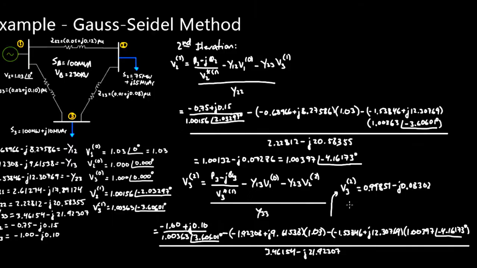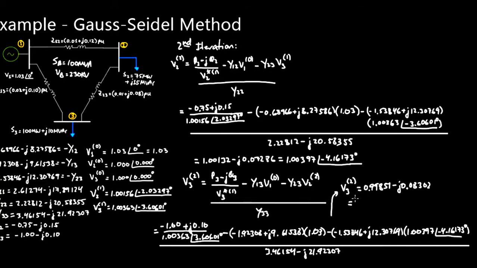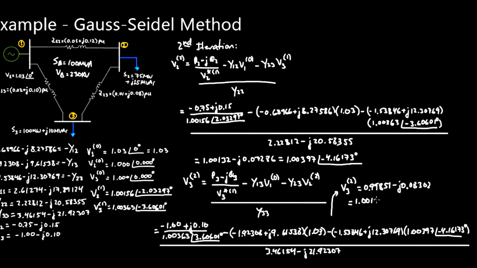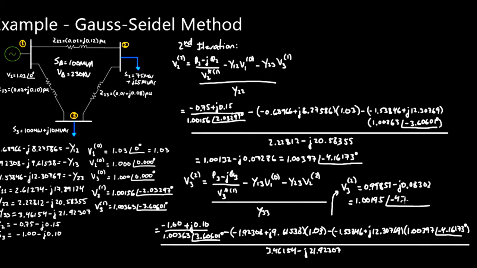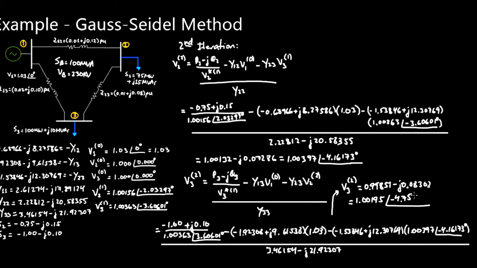0.8302. And again, let's write that down in polar form just so that we can compare it to this number over here. So that's going to be 1.00195 at an angle of minus 4.75271 degrees.